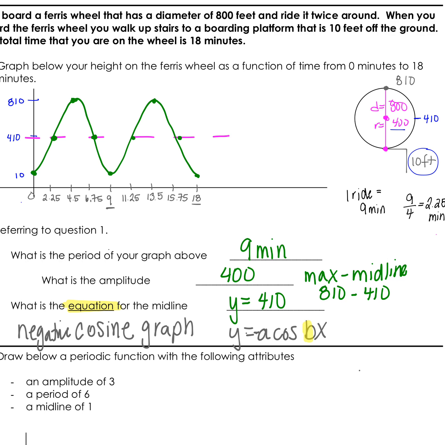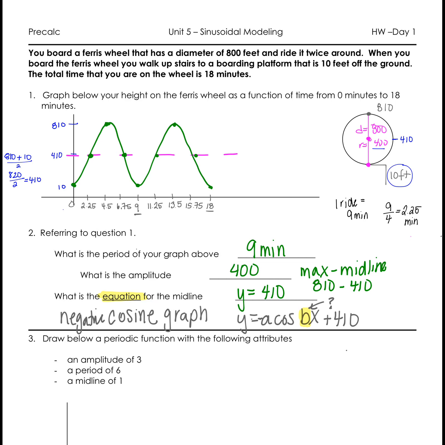The only thing that we're missing here is our B. We don't really know what our B is, because the B, remember, is not the period per se. We know our period was 9, but we have to know what our B is. So that kind of changes things. So BX, and we know that our midline is 410, so we could write something like that. Tomorrow, this is what we're going to be figuring out, because we know how to do all the rest of it. But not for today, don't worry. I just want to set you up for tomorrow.